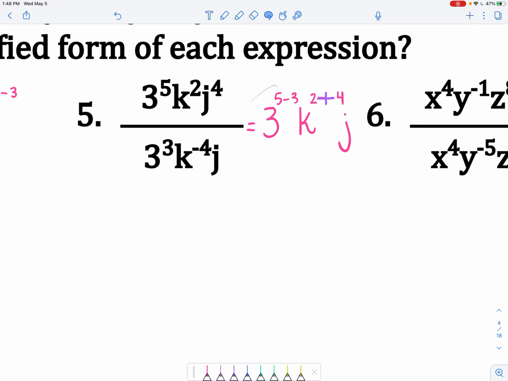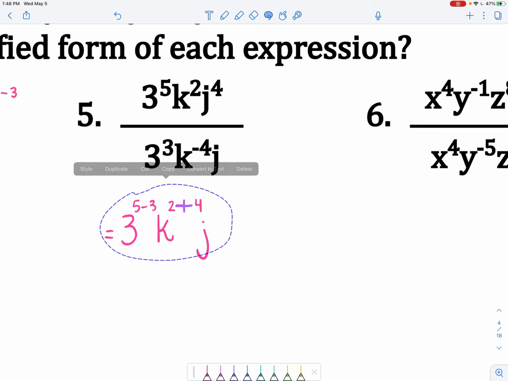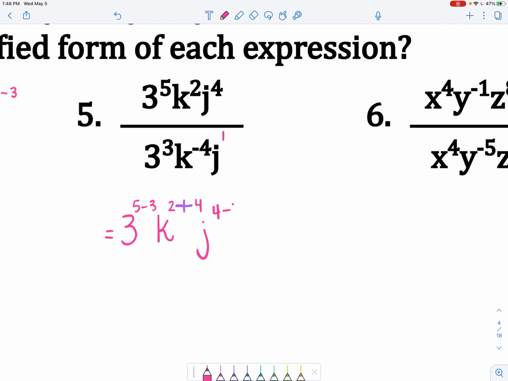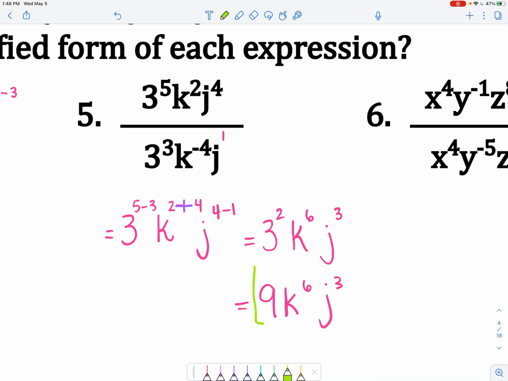And then for my power of j, let me move this down here so it's got a little more space. Remember, you're not just doing to the power of 4. You're subtracting that invisible exponent of 1 on that bottom j. So we end up getting 3 to the +2, k to the +6, and j to the +3. I can then further simplify that 3 squared to get a 9. Here's my final answer.